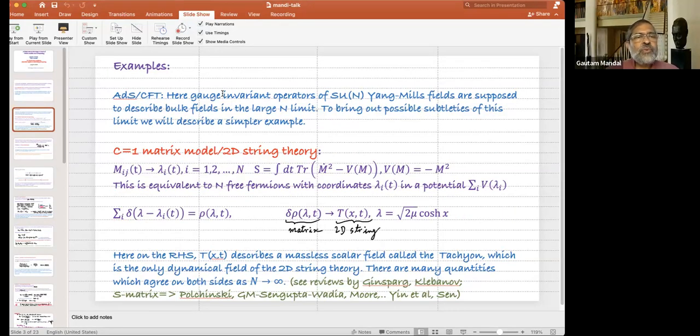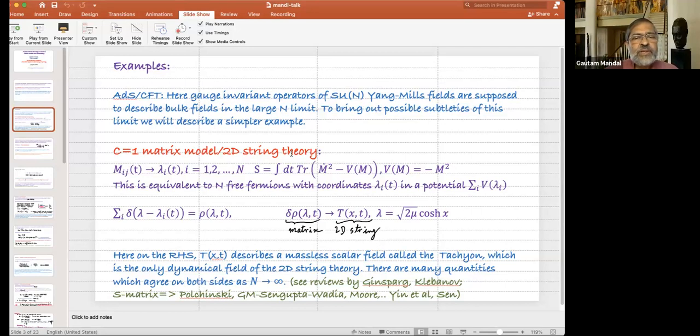Okay, so one example of such emergent space-time and geometry, of course, is the AdS-CFT, where gauge invariant operators of SU(N) Yang-Mills fields are supposed to describe bulk fields in the large n limit. To bring out possible subtleties of this limit, however, we will first describe a simpler example. In fact, we will mainly describe this simple example, which in fact predated AdS-CFT. That's the duality between the c equal to 1 matrix model and two-dimensional string theory.